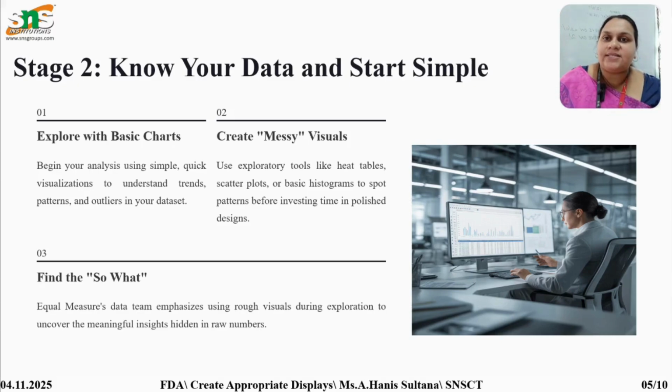So what is our second stage here? The defining stage: know your data and start simple. As we discussed, we know what type of data we have and what the requirement is. Before starting any analysis, we should have answers to these two queries. Here, explore with the basic charts. I cannot put a histogram for nominal data, for categorical data. The histogram can be done only for continuous data. So here we can avoid a mess up with the visualization methods.